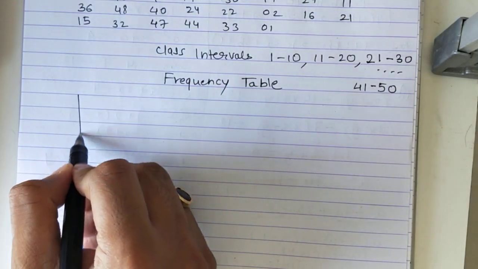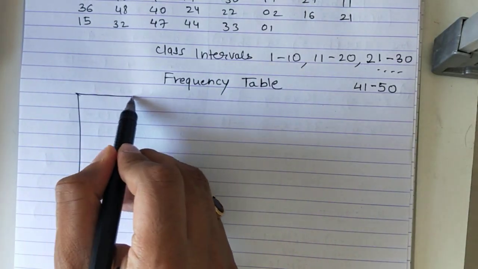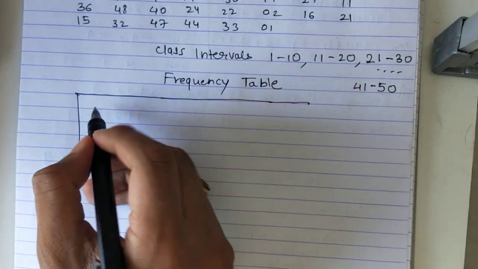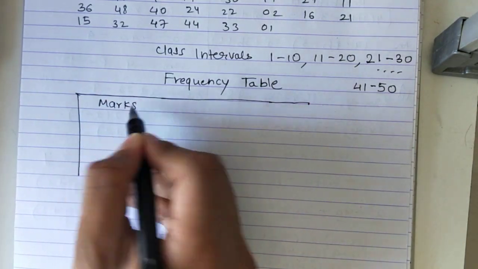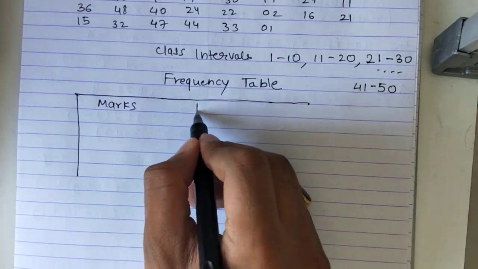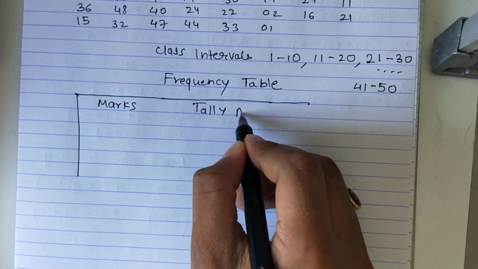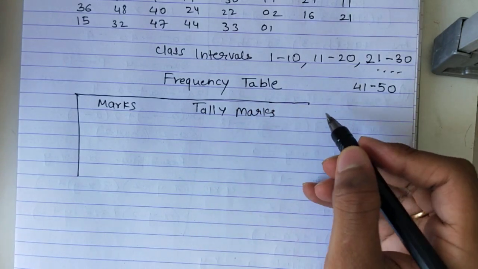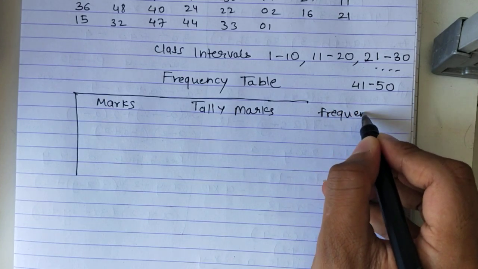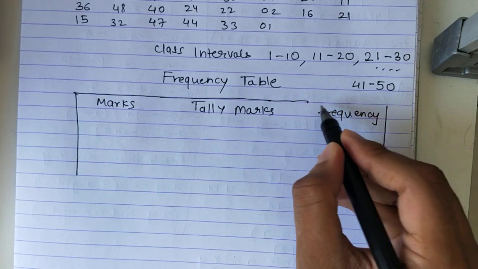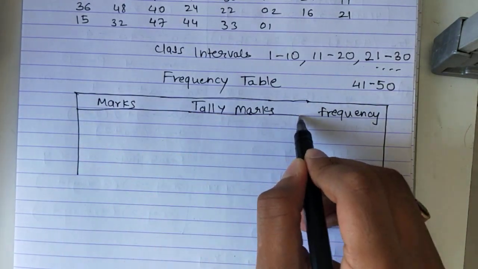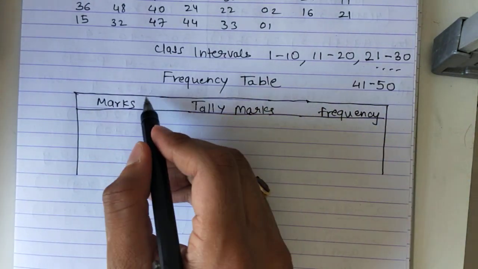It has 3 columns. The first column is the marks. The second column is tally marks. I'll explain you what is tally marks. And the third column is frequency.